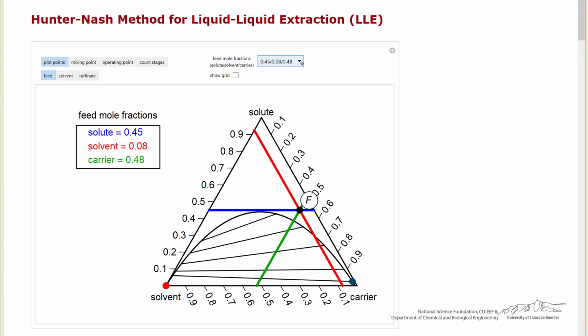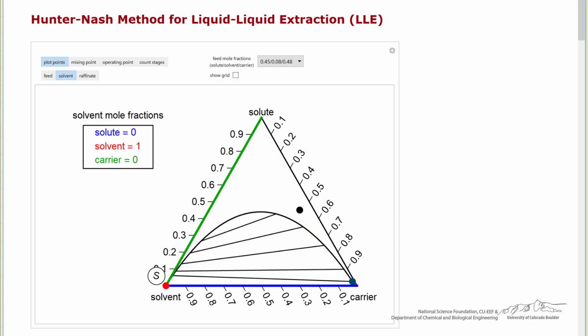So here's the simulation. You can see we can pick one of three feed fractions. That's shown here. And this diagram is showing you when we have feed selected. Now we can select grid to make it a little easier to read off the values, but the feed composition, solute 0.45, that's why the blue line is drawn to indicate that's 0.45. Red line is the solvent mole fraction, anywhere along it of 0.08. And so we can locate the feed point, and I'm going to remove the grid.